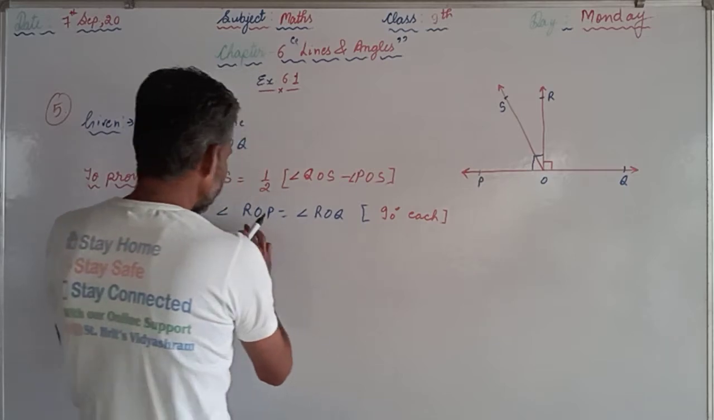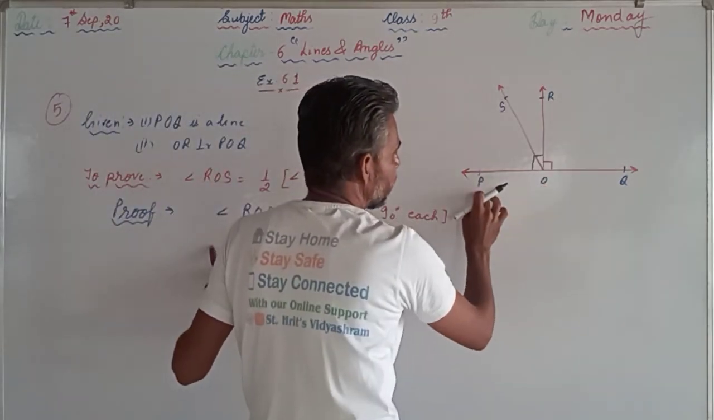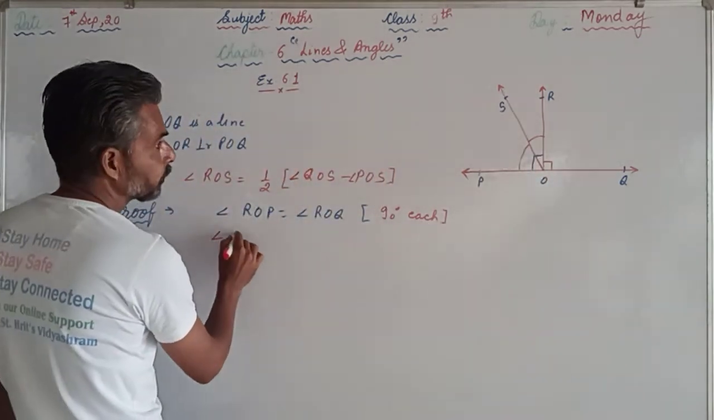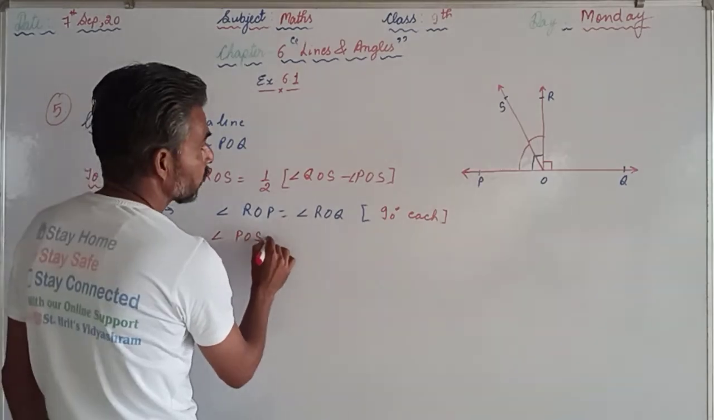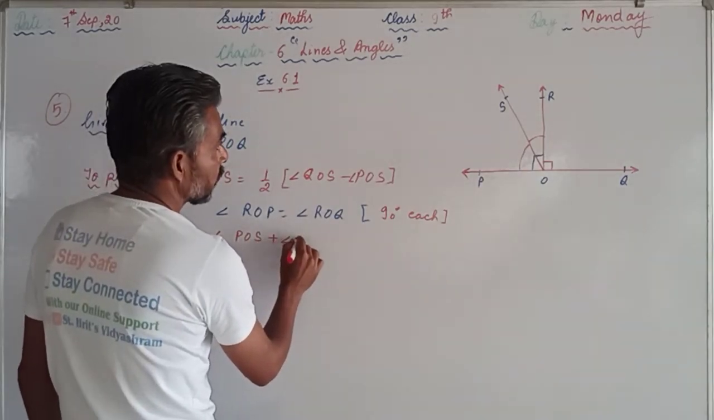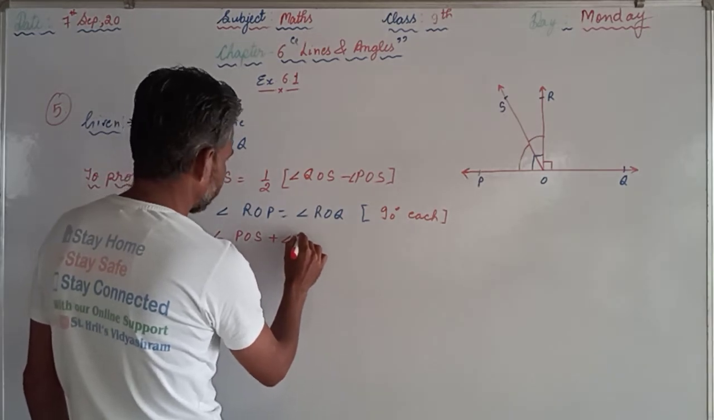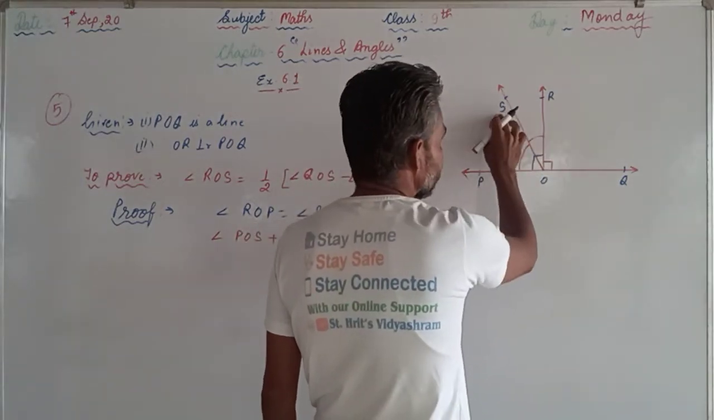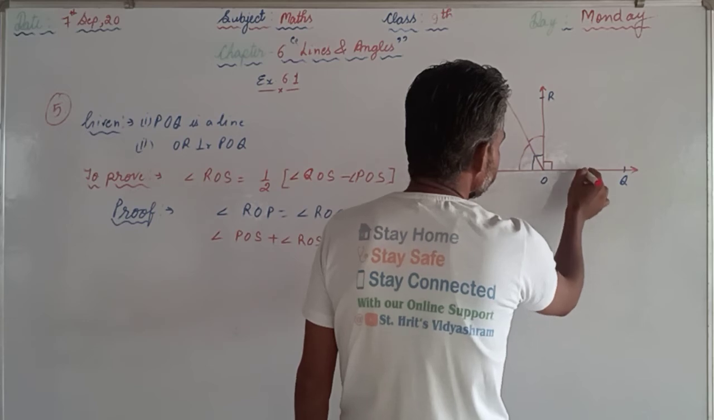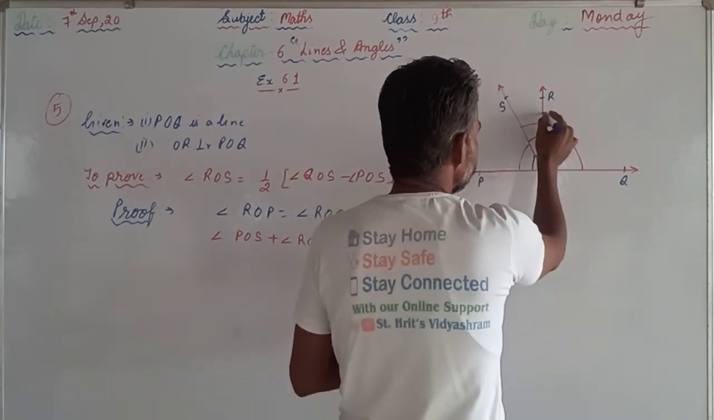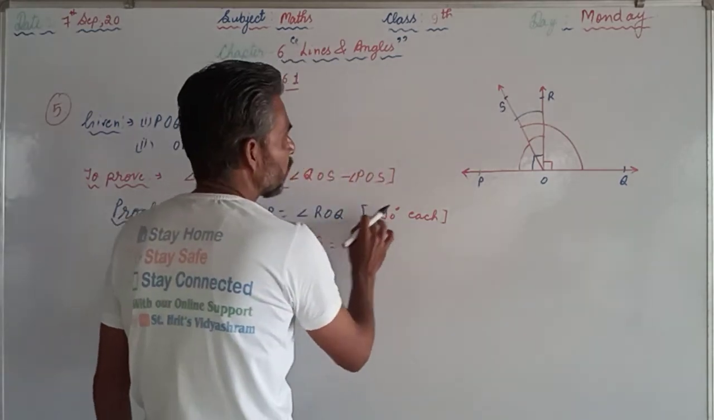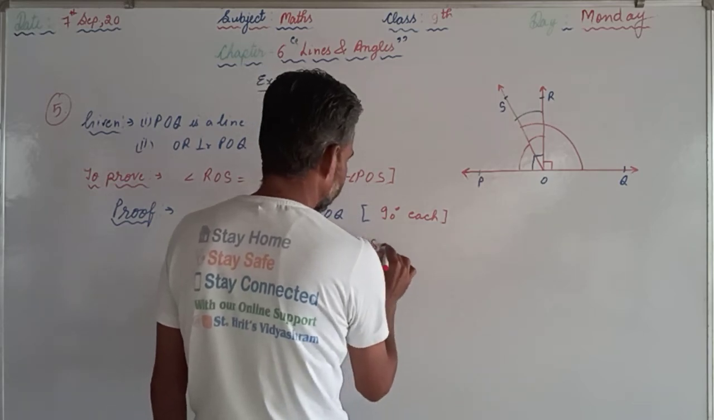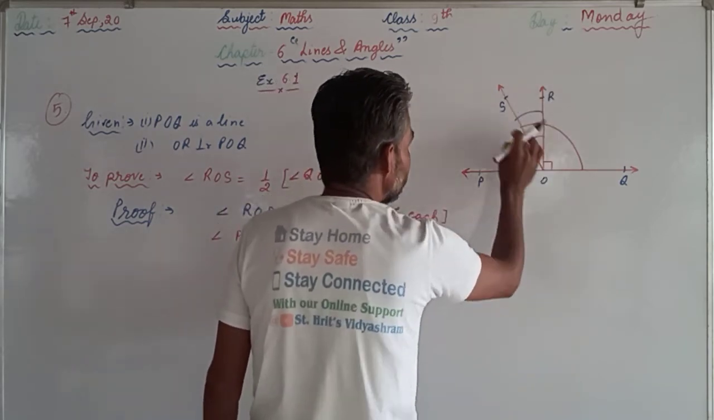So ROP can be divided into two parts, this plus this. So we can write this angle POS plus angle ROS, angle POS plus ROS, and this angle can be written as this minus this. So angle ROQ can be written as angle SOQ minus this ROS.